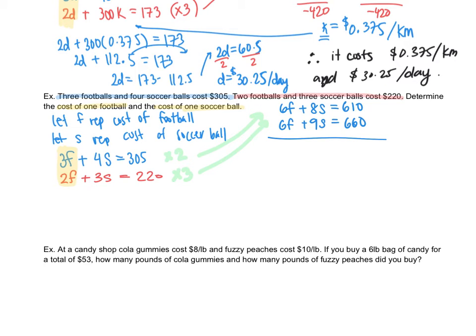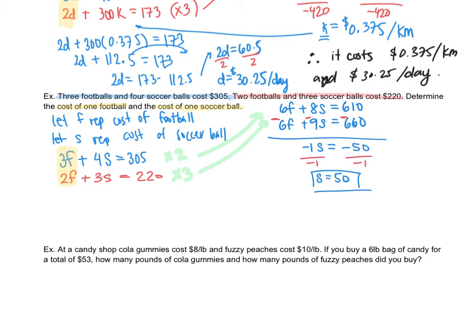And now both the 6's in front of the f are positive, which means we're going to have to subtract everything. So 6f subtract 6f is 0, so that's gone. 8s subtract 9s is negative 1s. 610 subtract 660 is negative 50. A negative cost for a soccer ball would not make sense, so make sure you divide both sides by that negative 1 to get positive 50, and this would be the cost of the soccer ball.